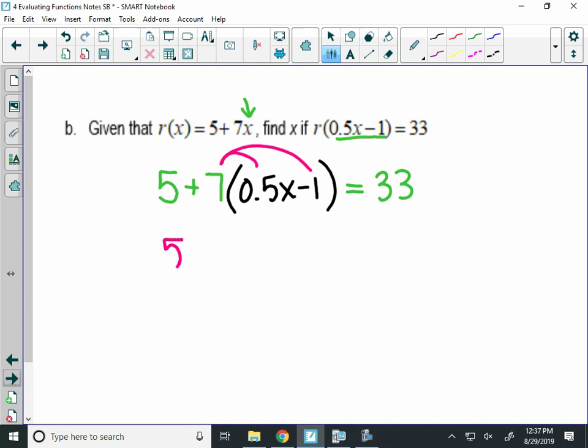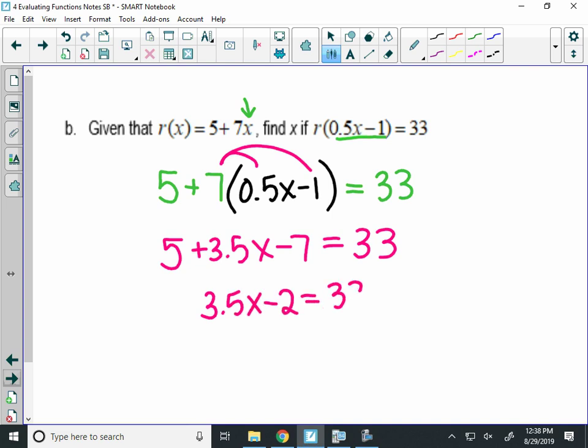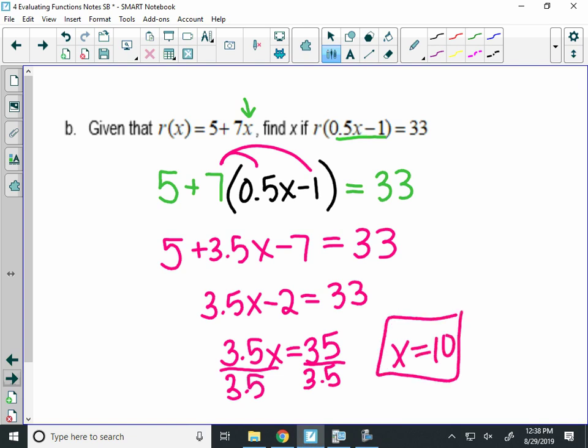So the 5 stays the same. 7 times 0.5 is 3.5x minus 7. Okay. 5 minus 7 is negative 2. So I'll have 3.5x minus 2 is 33. I move the 2 over, I get 35. So 3.5x is 35. And what's x? 33, I'm sorry, no. 35 divided by 3.5. 10. There you go. Does that process make sense? Okay. So if I have something kind of funky in the parentheses, I still have to put it in for the input. So it's the same as that first problem we did, but more complicated.